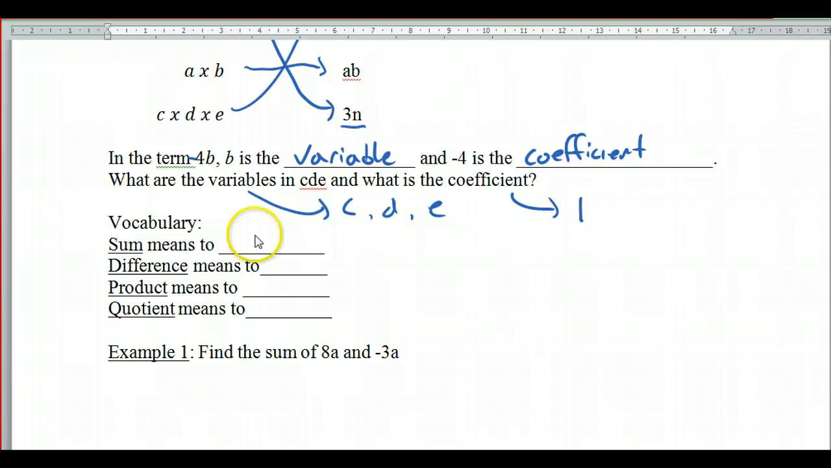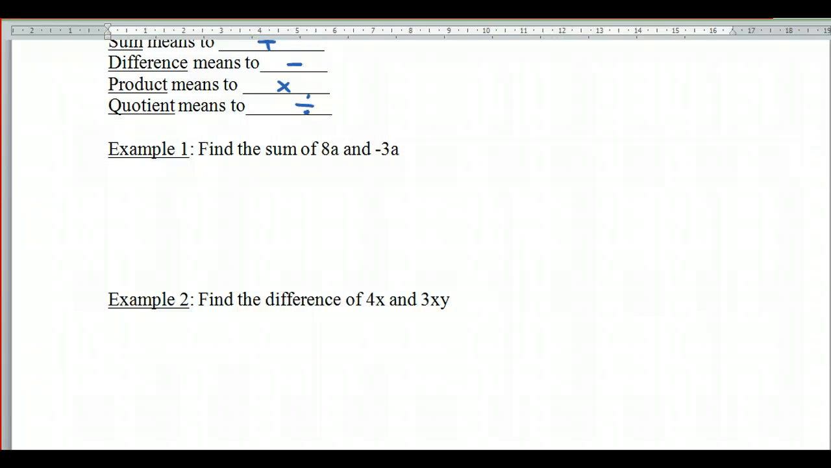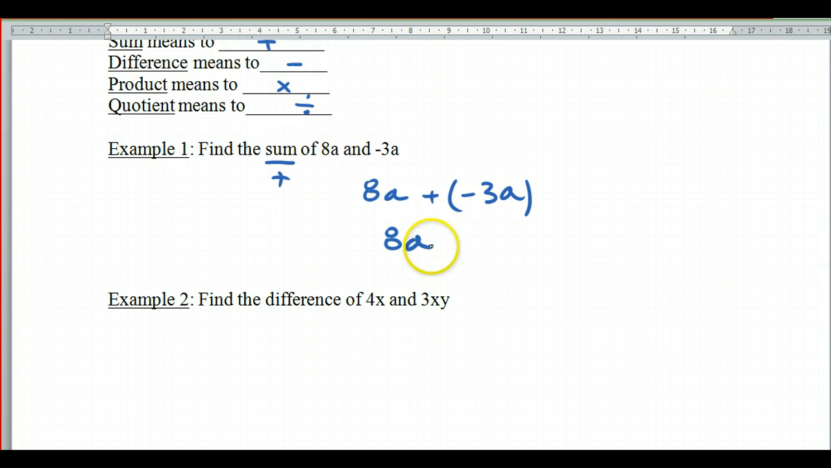Okay, again, so let's review some of this. So vocabulary. Sum means to add. Difference means to subtract, product means to multiply, and quotient means to divide. Okay, so let's do the first one here. In example number 1, it says find the sum of 8a and negative 3a. So again, the sum meaning add. So let me rewrite this. So it's 8a plus, and again I'm going to use a bracket here for the second one, because I have 2 signs next to each other, so I don't want to confuse myself here. So now I'm going to rewrite that as 8a minus 3a. Okay, well, how do we do this one?